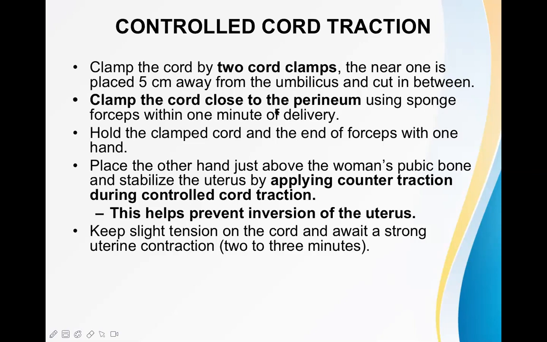Now clamp the cord close to the perineum using sponge forceps within 1 minute of delivery. So this is an important practical point. This is a separate step from the upper one. It is easy to hold that clamped cord now, and the end of the forceps is held with one hand, and the other hand is kept in the suprapubic area of that lady to stabilize the uterus.